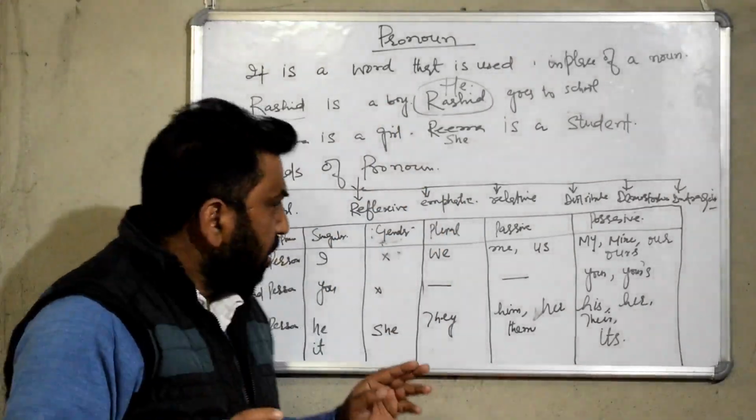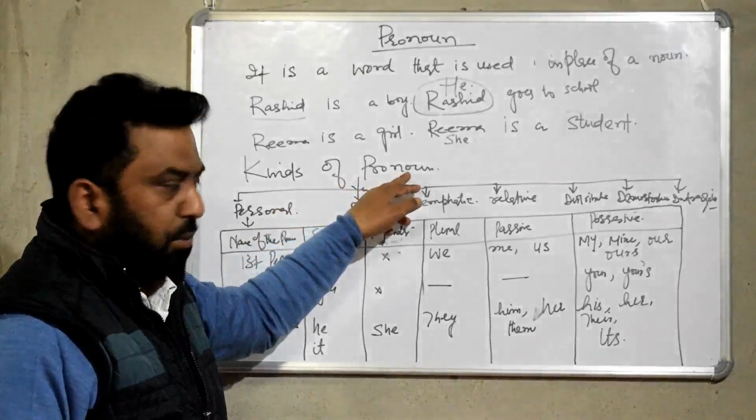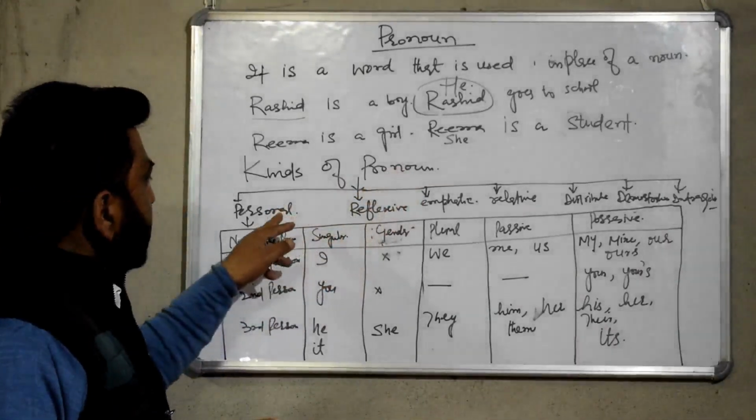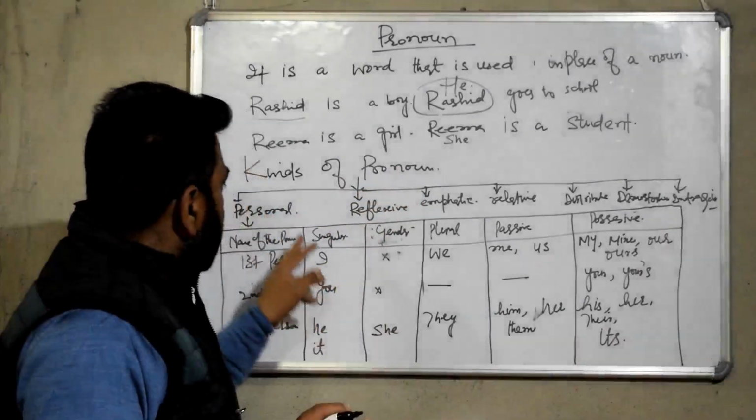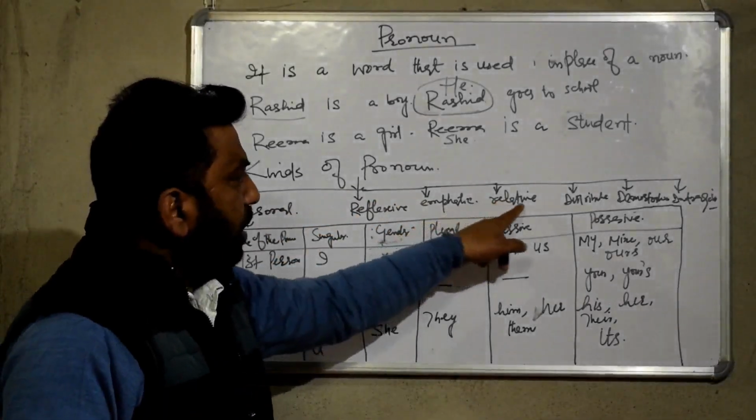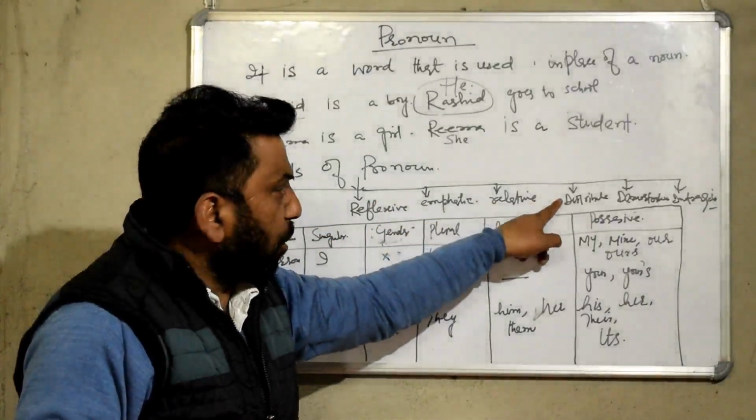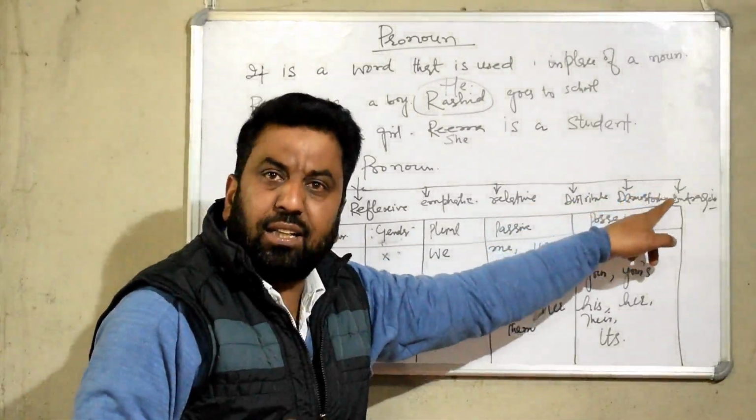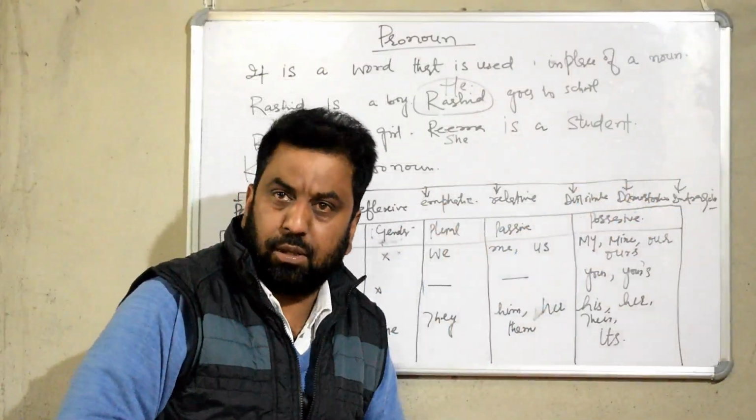So dear viewers, we have the kinds of pronoun then. We have the 7 kinds of pronoun. That's personal pronoun, reflexive pronoun, emphatic pronoun, relative pronoun, distributive pronoun, demonstrative pronoun, and the last one, interrogative pronoun.